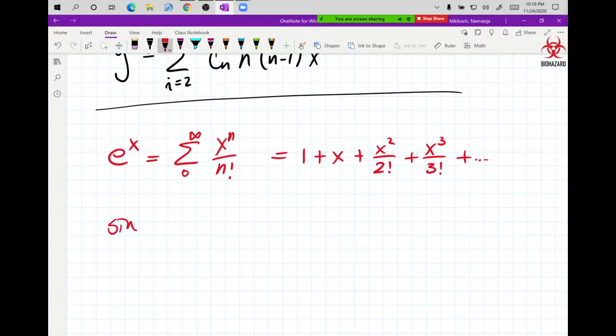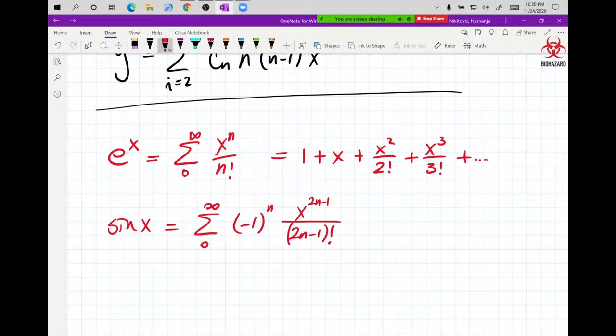So sine x is equal to the summation from 0 to infinity, and then you have x to the 2n minus 1, divided by, I forgot the alternating term. Hold on. Negative 1 to the n. There we go. And then you have x to the 2n minus 1 over 2n minus 1 factorial. So this would be your sine.